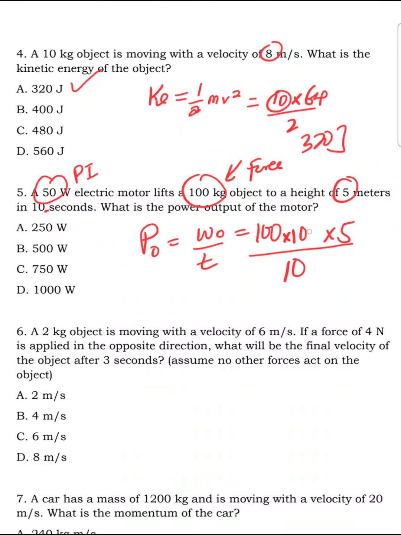Use 10, and that will give us 5,000 over 10, giving us 500 watts. And that's why B is the correct answer, though 490 was close because we used 9.8 for gravity.